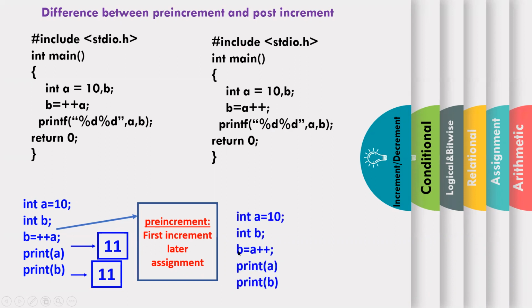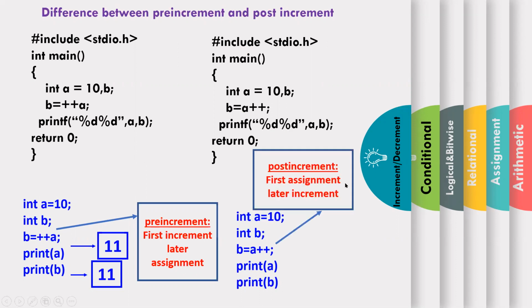But if you consider this one, B is equal to A plus plus, which means post increment. What is post increment? Post increment means not first increment. First here another operation is done. So here first assignment is done. Later increment is done. So that's why it is post increment. So first assignment means first the value of A is put in B. The value of A, already 10, is first assigned to B. So B value becomes 10.